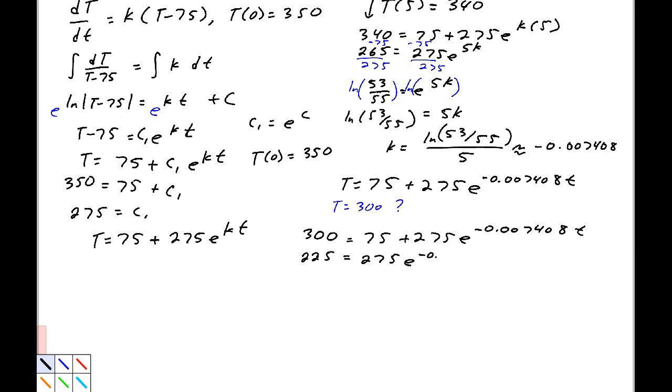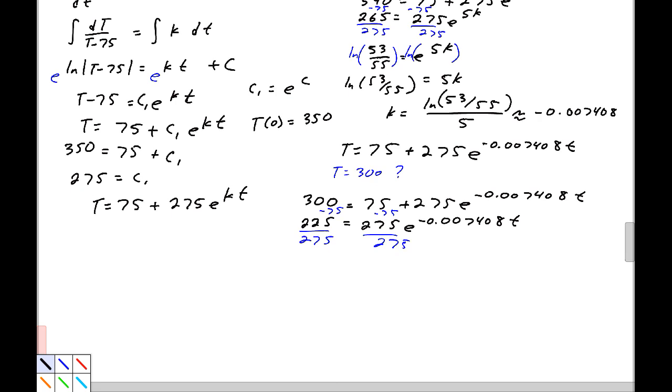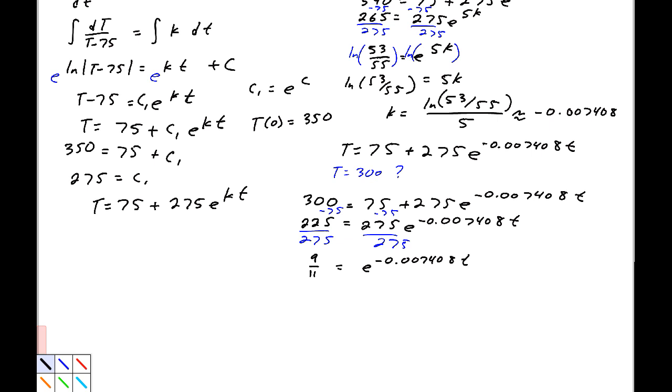225 equals 275 e to the negative 0.007408 t, dividing by 275. And that reduces to 9/11ths. So 9/11ths equals e to the negative 0.007408 t. Taking our natural log, as we did in the last, to find k.